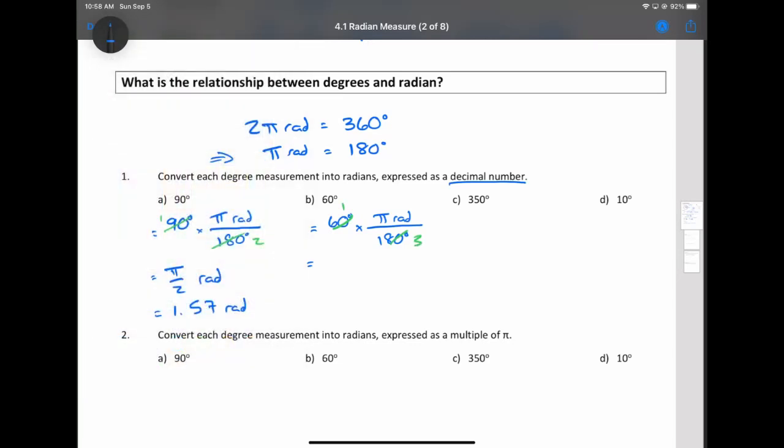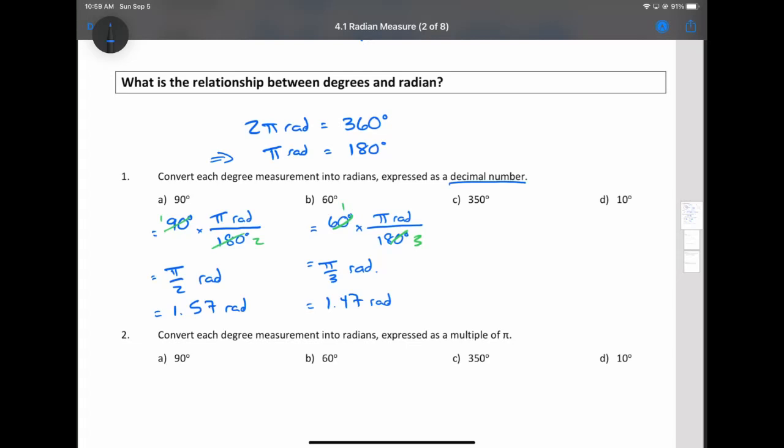So that gives us pi over 3 radians. And again, we punch 3.14 into our calculator, divide it by 3, and we get approximately 1.047 radians. I will point out that these are considered approximate, and the textbook will often refer to approximate versus exact. Approximate usually means decimal. Exact means leaving it as a multiple of pi.